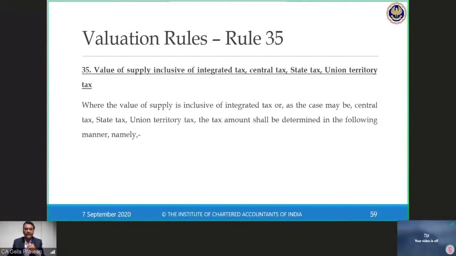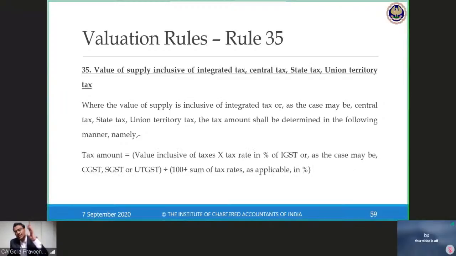We are coming to Rule 35, the fag end rule in the valuation rules: inclusive basis. What if I have not charged separately, and my contract is a composite value where they have not specified whether taxes are included or to be excluded? If the contract is silent, where it doesn't say it is on an inclusive basis or an exclusive basis, the rule says the value of supply is inclusive of IGST, or as the case may be CGST and SGST.